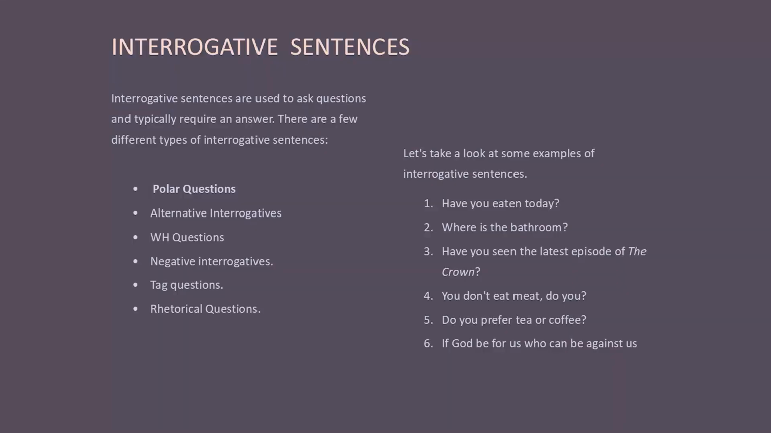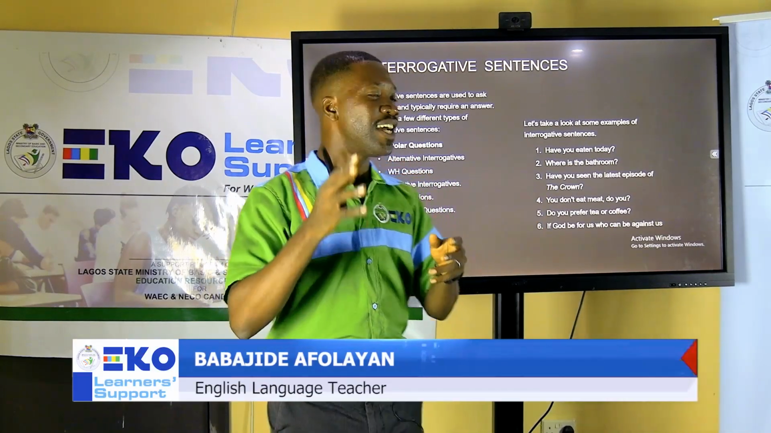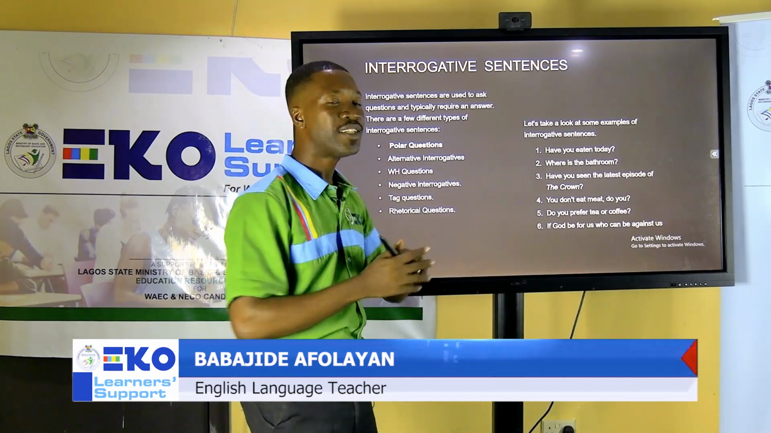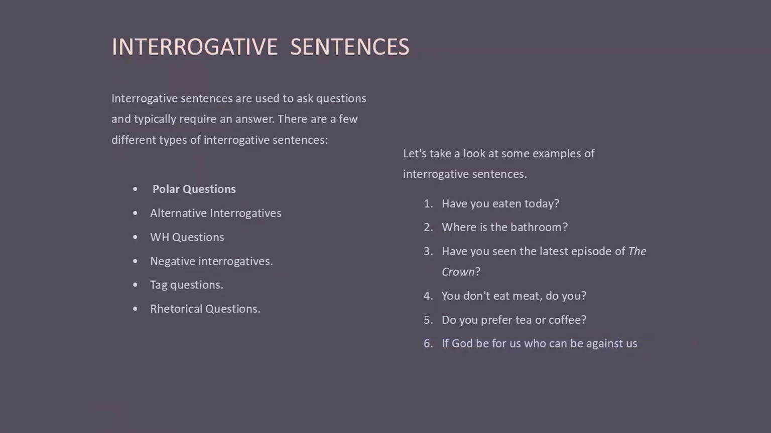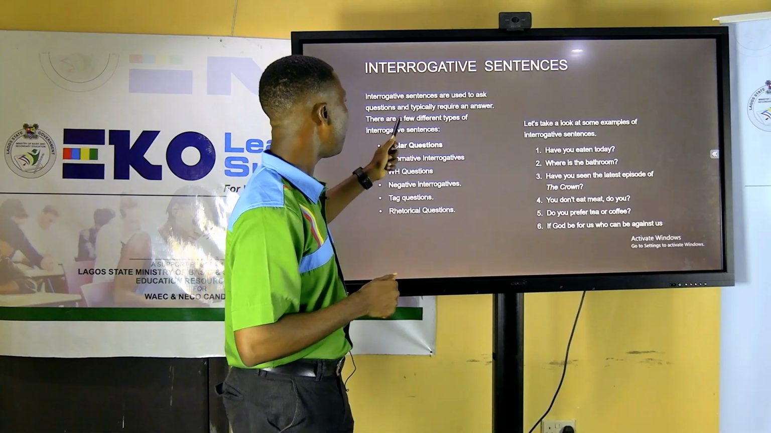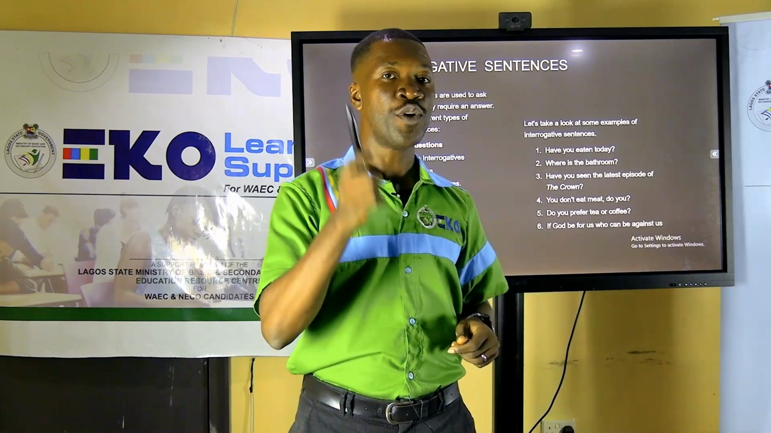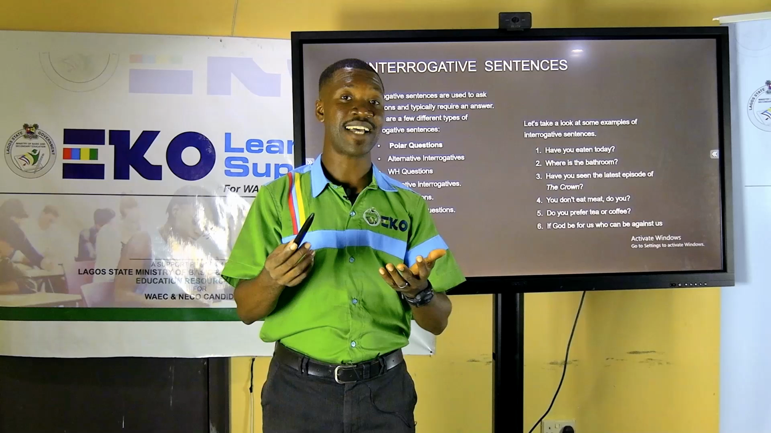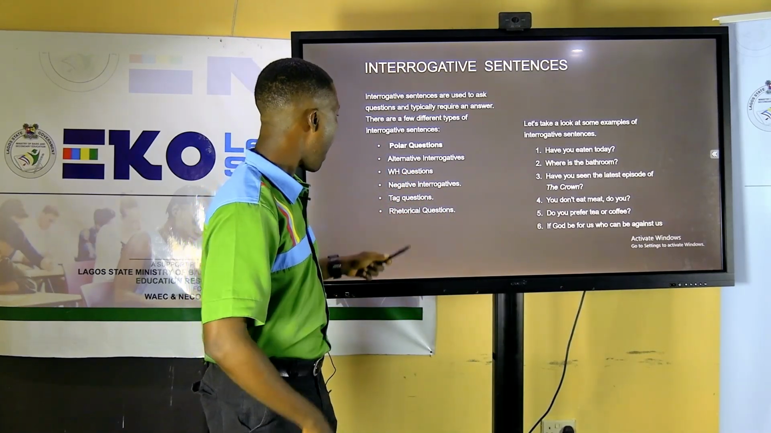At the beginning of the class or the lesson, I asked certain questions. When you say interrogative sentences, we are talking about sentences that we use to ask questions, like I did at the beginning of the class, and typically require an answer. There are a few different types of interrogative sentences. Even though we need to know that we have some questions that really do not require answers, we will look at that also in this particular aspect.